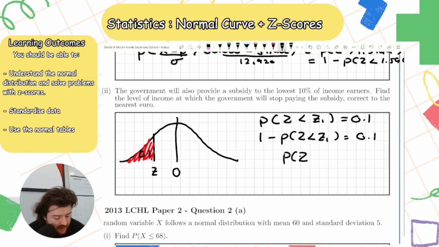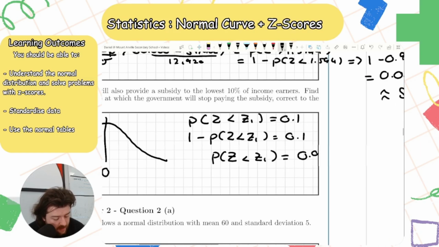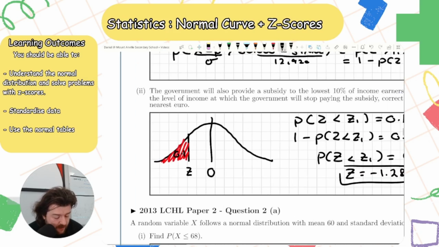You find the z score here. So this will actually be equal to 0.9. If you look this up in the tables, we get z is equal to minus 1.28, because it has to be negative, because we're dealing with the left of the mean.